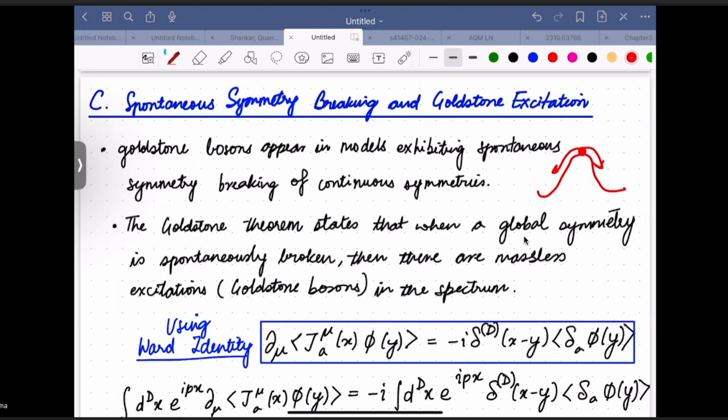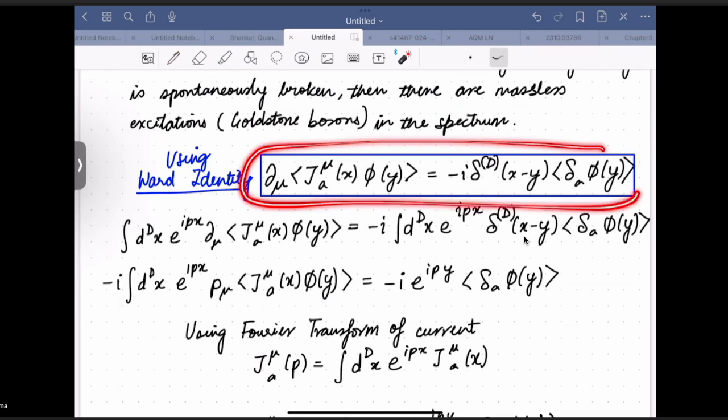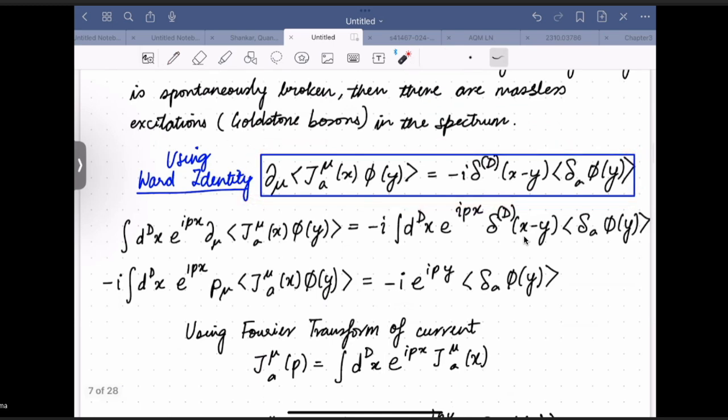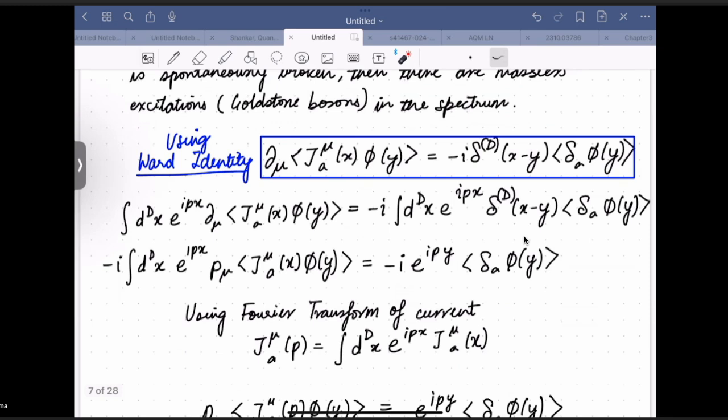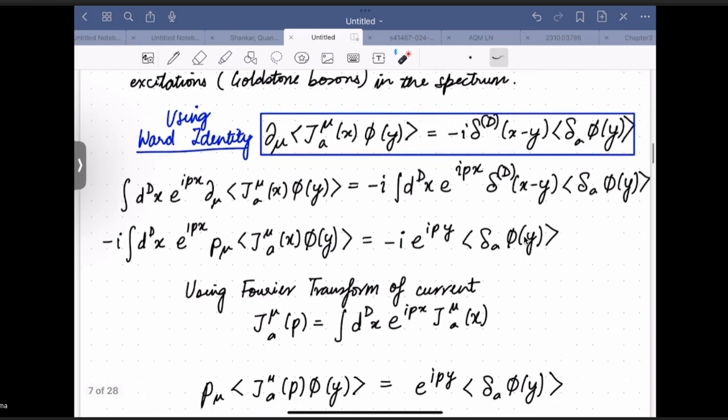Let's derive this mathematically, and we derive this using something called the Ward identity. So the Ward identity, this thing over here, is a very special equation in quantum field theory and conformal field theory, because it relates symmetries and conservation laws in field theories. You look at this Ward identity, it has a current in it and it has a field phi of y in it, as shown.